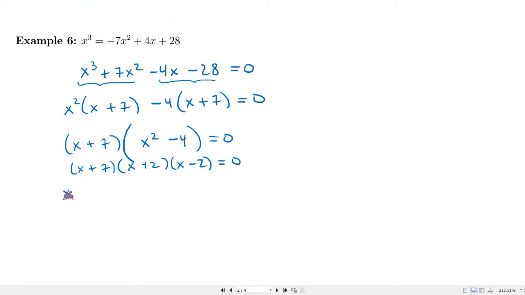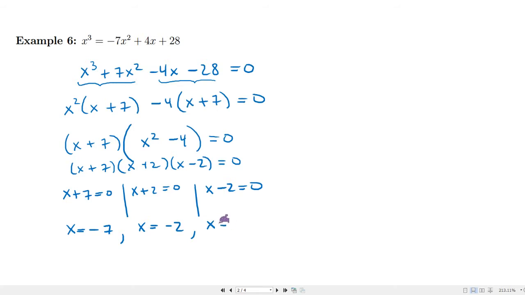And then now we'll be able to write the roots. We will be able to use the property of 0 to say that this is 0, or x plus 2 is 0, or x minus 2 is 0, which would tell us that x is negative 7, or x is negative 2, or x is 2.